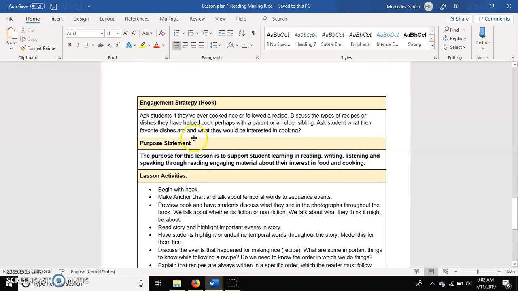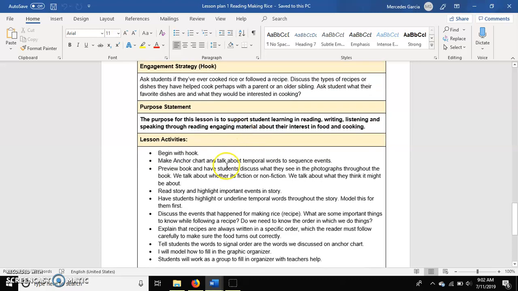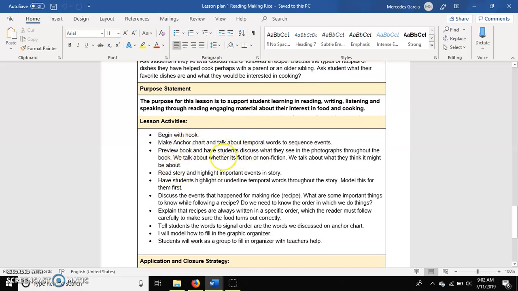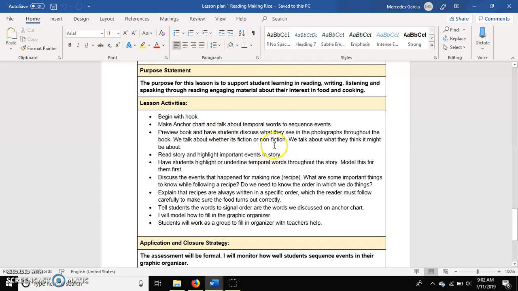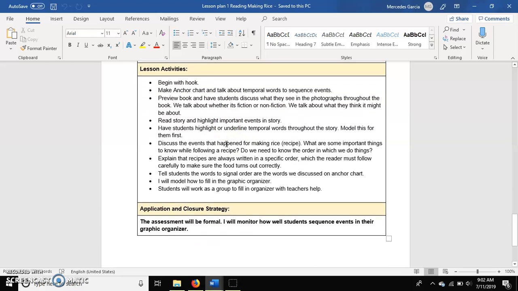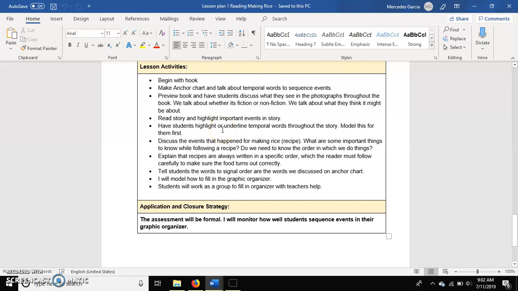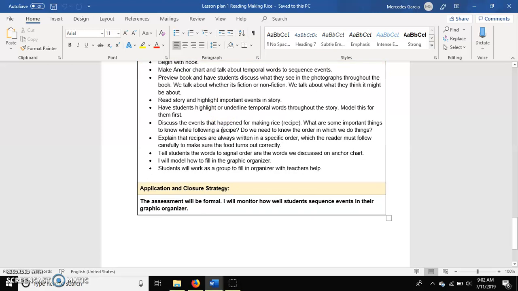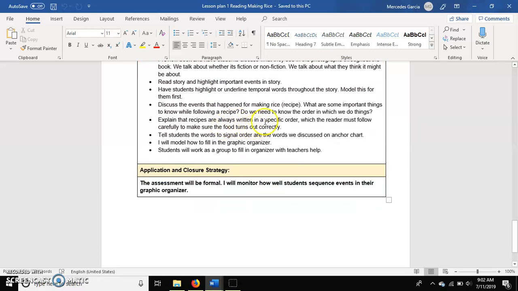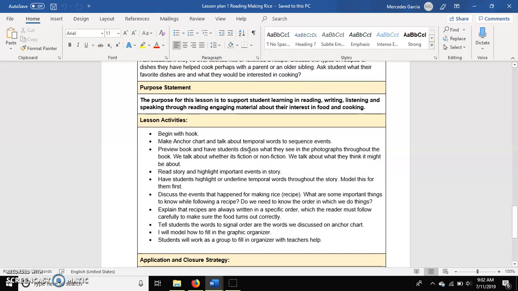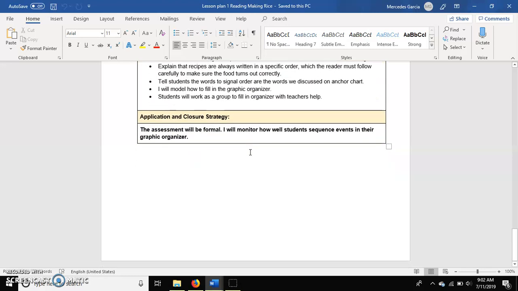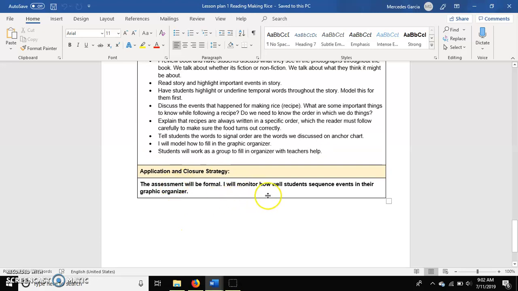So we begin with, we follow the recipe, we make an anchor chart, talk about temporal words, we preview the book and the photographs, we talk about whether it's fiction or nonfiction. Read a story, highlight important events. We discuss the events that happened. We explain that recipes are written in a specific order. Tell students the words to signal order. I will model how to fill in the graphic organizer, and students will work in a group to fill in the graphic organizer. Graphic organizer is sequencing order of events, and that's how I will be assessing them.